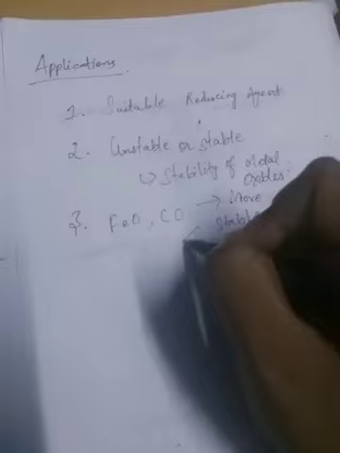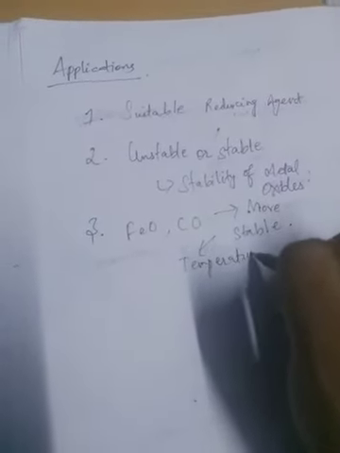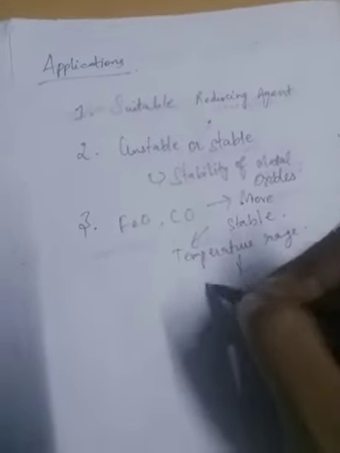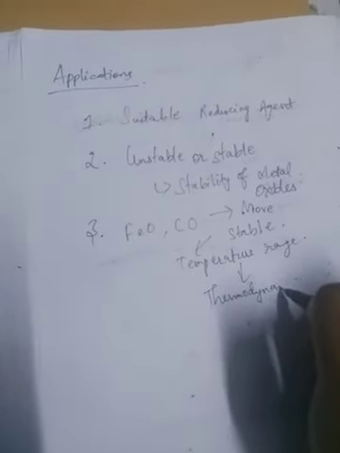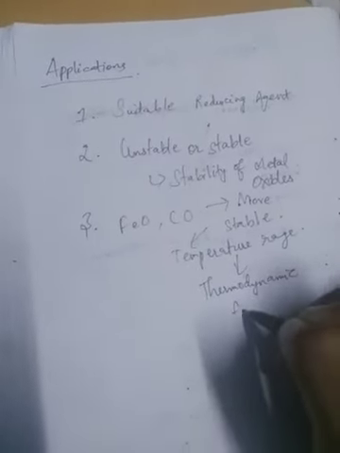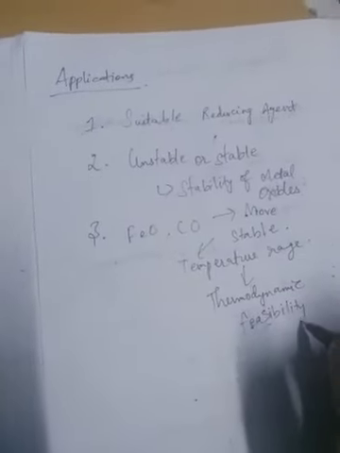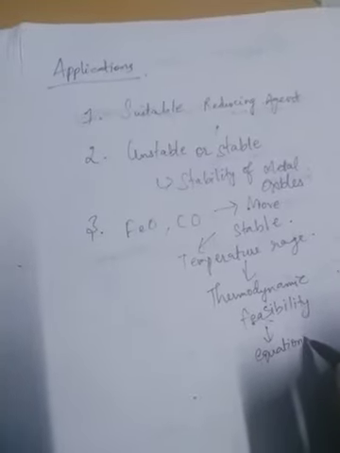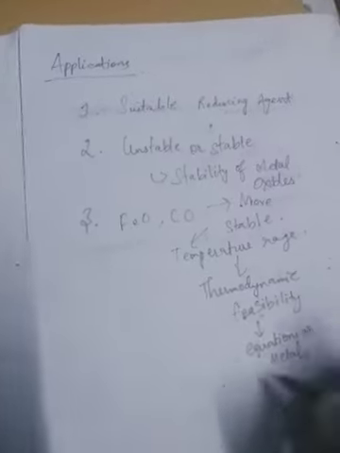and also temperature range. In short, thermodynamic feasibility of a particular equation can be found using equations or metals and etc. can be found using Ellingham diagram.